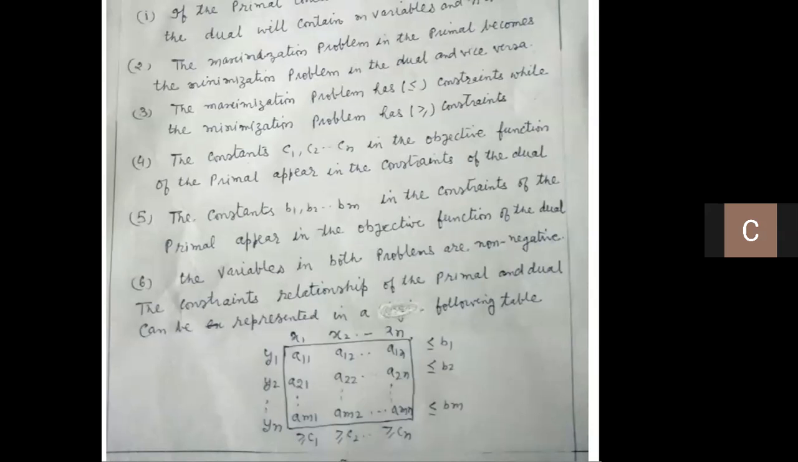The constraint relationship of the primal and dual can be represented in the following table. टेबल के इनसाइड में a11 a12 ... a1n, a21 a22 ... a2n, ..., am1 am2 ... amn. टेबल के लेफ्ट में y1 y2 ... ym, अब ऊपर में x1 x2 ... xn, बॉटम में ≥ c1, ≥ c2, ... ≥ cn, एंड राइट में ≤ b1, ≤ b2 एंड ≤ bm. इससे हम डual एंड primal के कंस्ट्रेंट एंड ऑब्जेक्टिव फंक्शन लिख सकते हैं.